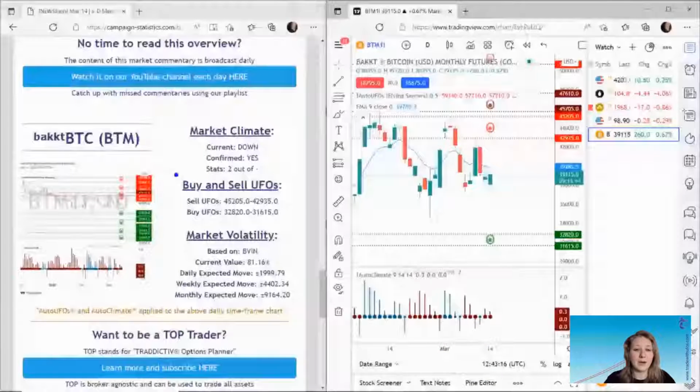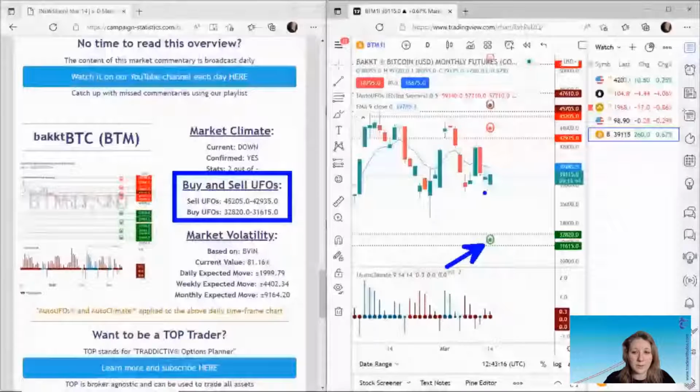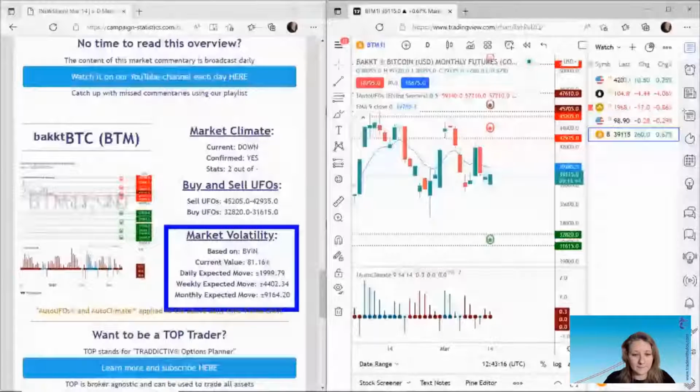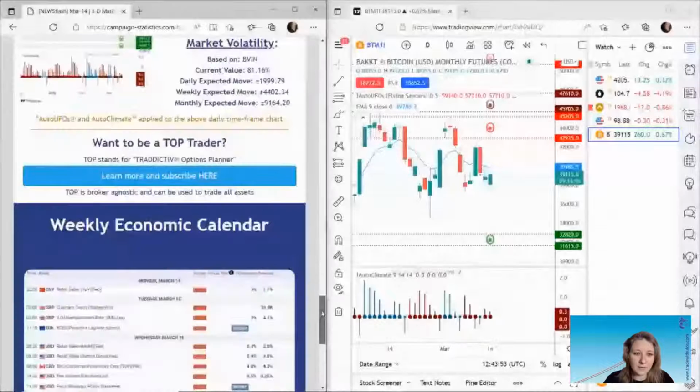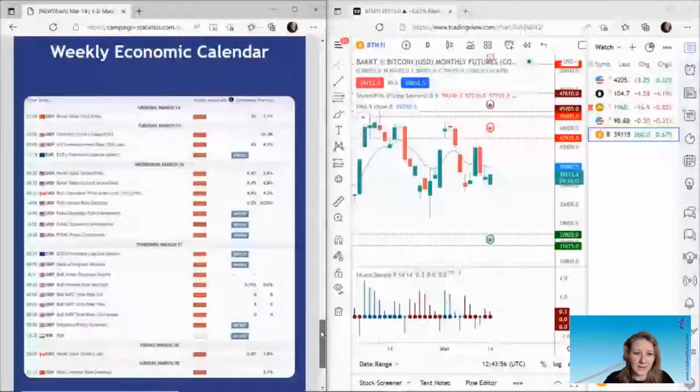We've also looked at buy and sell UFOs, where we have buyers that can push price up or sellers that can push price down, therefore helping us understand where we might be buying and selling as well. And then we looked at market volatility, which again is how quickly we expect these markets to move up or down. Now, last thing to look at before we finish today is our weekly economic calendar.